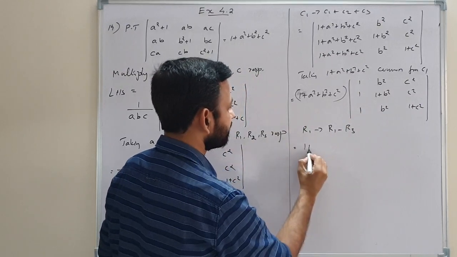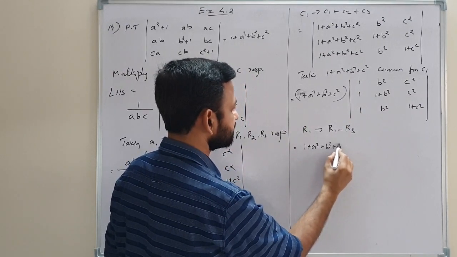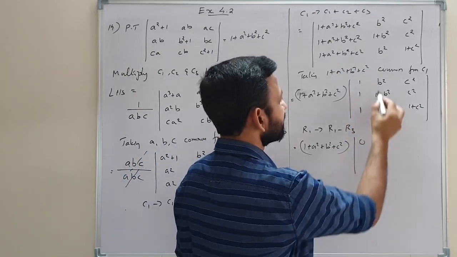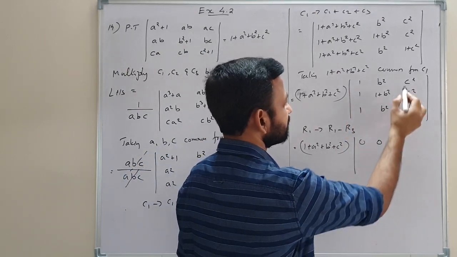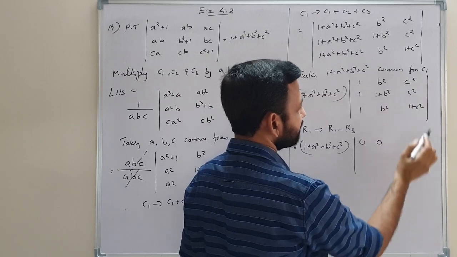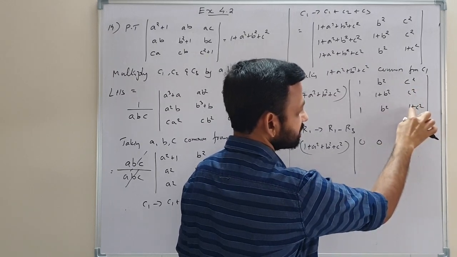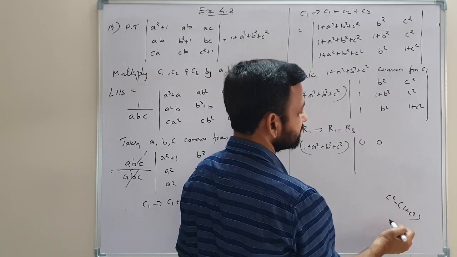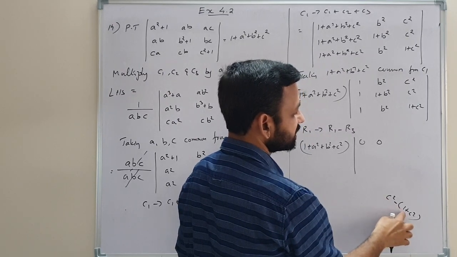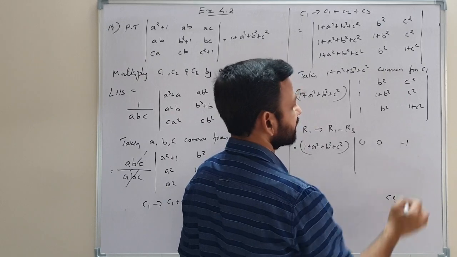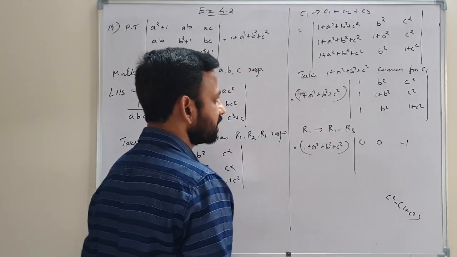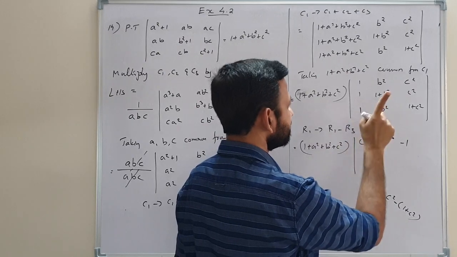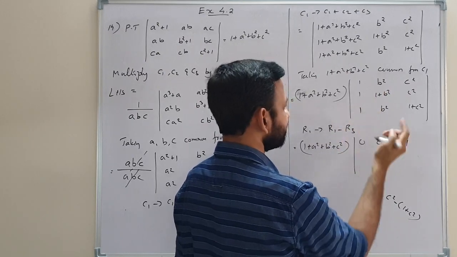So 1 plus a square plus b square plus c square common. Then 1 minus 1, 0. B square minus b square, again 0. C square plus 1 minus c square plus 1, c square minus 1 plus c square. C square and minus c square cancelled, then we have minus 1. R2 and R3 will be same.